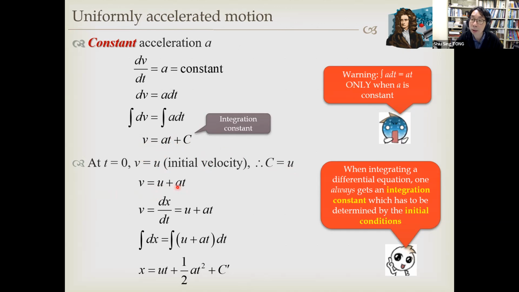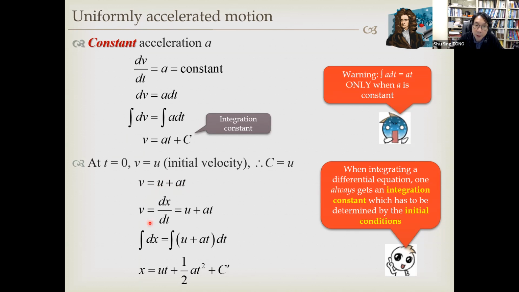But what is this? This is the simplest equation for uniformly accelerated motion. The final speed equals initial speed plus the acceleration multiplied by time. v equals u plus at. That is the first formula you learn when you learn about uniformly accelerated motion, right?